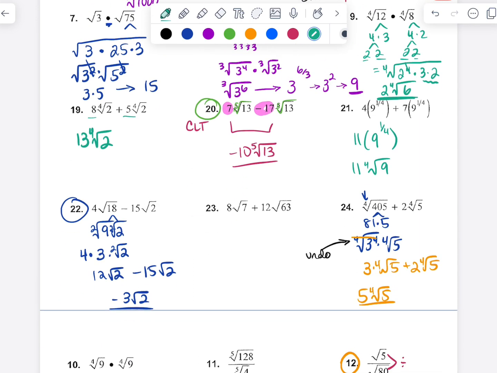And then here in number 23, we cannot combine like terms yet. We need to find some perfect square, right? Index of 2 to reduce out. And 63, I happen to know, is 9 times 7. So I can take the square root of 9, which is 3. So I'm going to have 8 square roots of 7 plus 12 times 3 square roots of 7. So that's going to be 8 plus 36 around the square root of 7. So that's a grand total of 44 square roots of 7. And that would be my final answer for number 23.